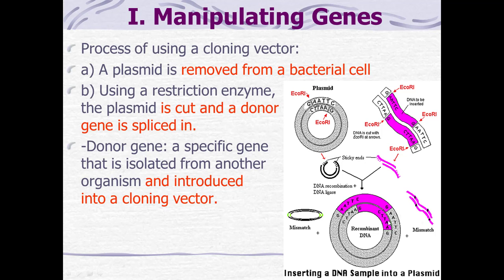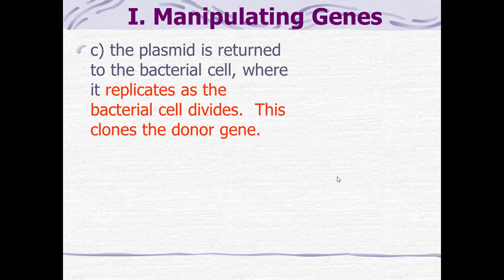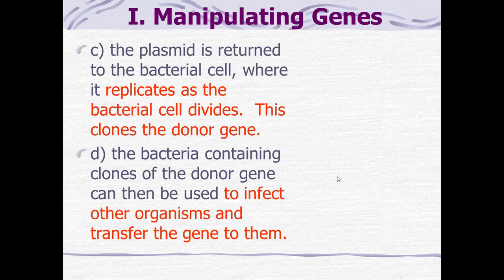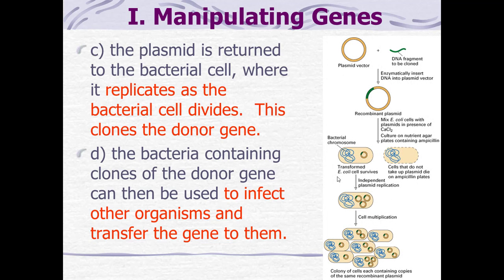This is the cloning vector with our gene of interest, and then it is inserted into the foreign or host organism. The plasmid is returned to the bacterial cell, where it replicates as the bacterial cell divides, thus cloning the donor gene. The bacteria containing clones of the donor gene can then be used to infect other organisms and transfer the gene to them. The plasmid vector has the DNA fragment to be cloned enzymatically inserted. This is the recombinant plasmid with our gene of interest in black.